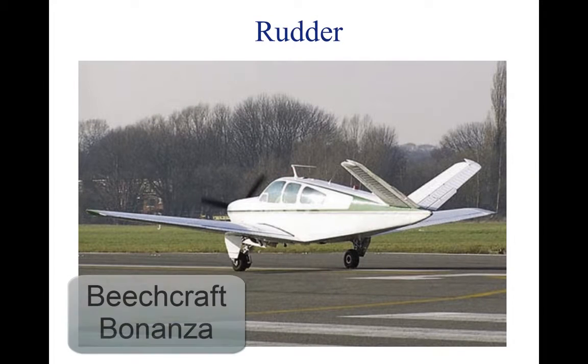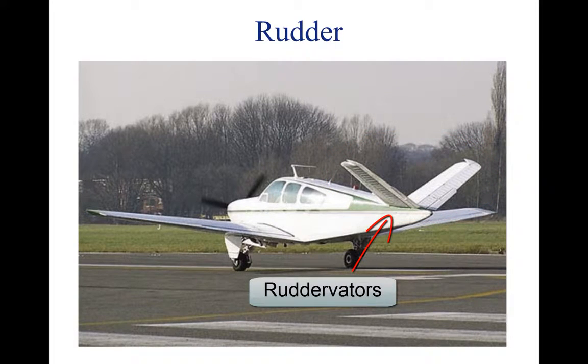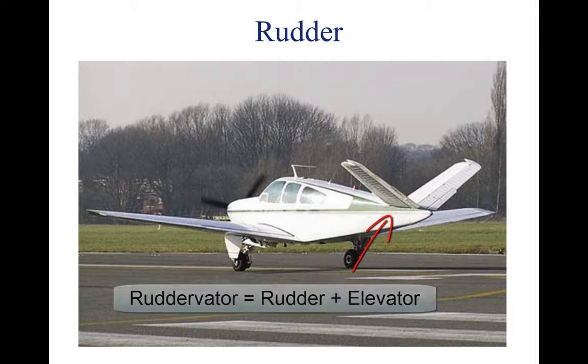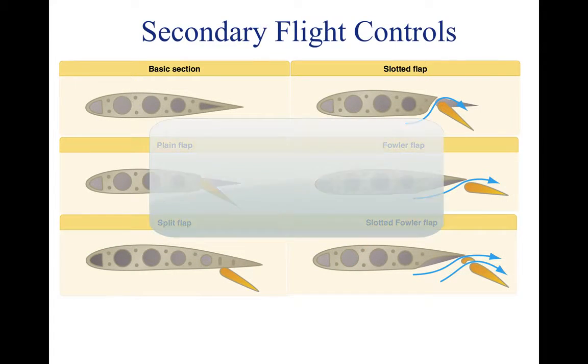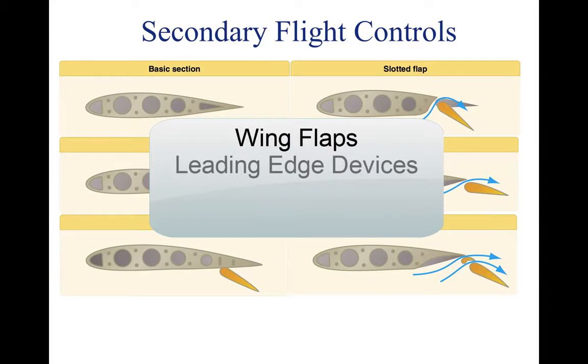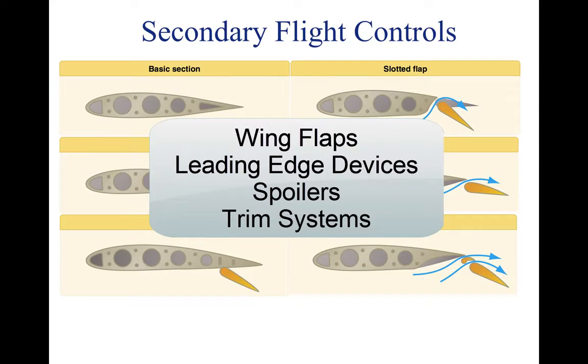The Beechcraft Bonanza shown above has a V-tail design. This design incorporates ruddervators, which are a combination of the rudder and the elevator, and they work much like flaperons. The pilot is able to control the rudder and elevator separately, but the control surface acts as both. Secondary flight controls may consist of wing flaps, leading-edge devices, spoilers, and trim systems.